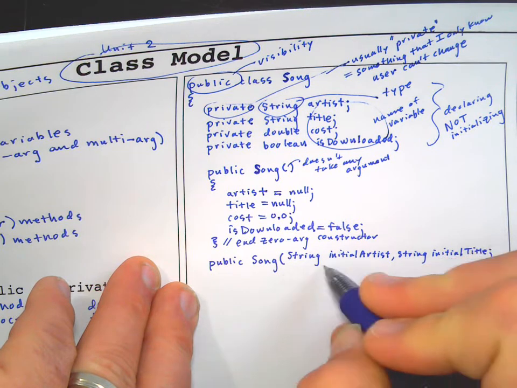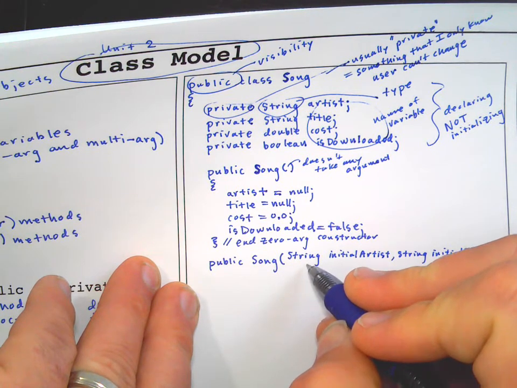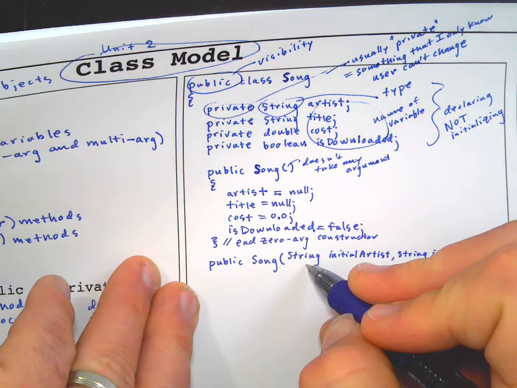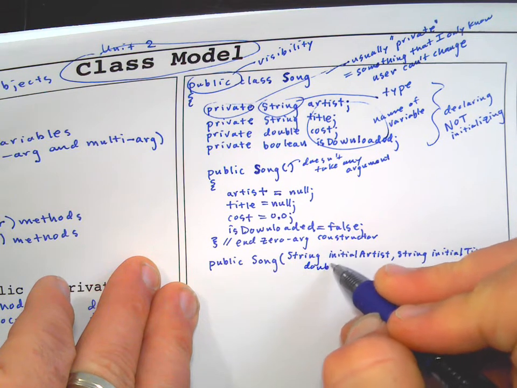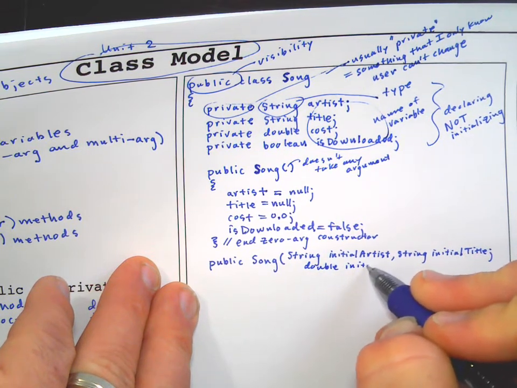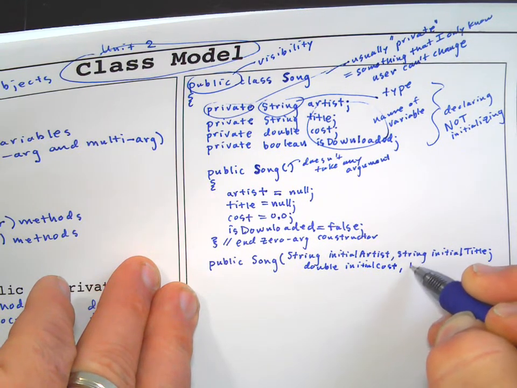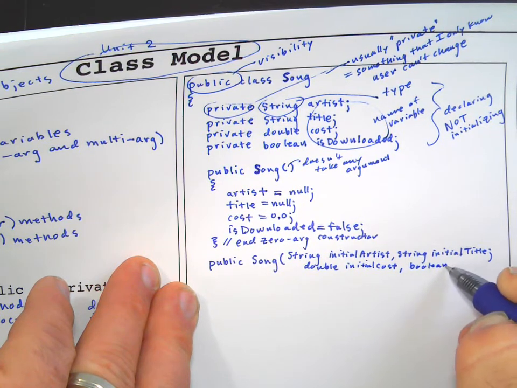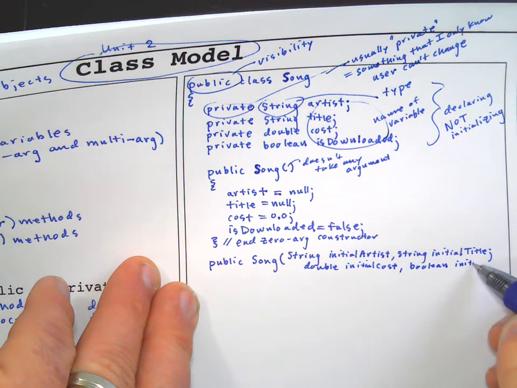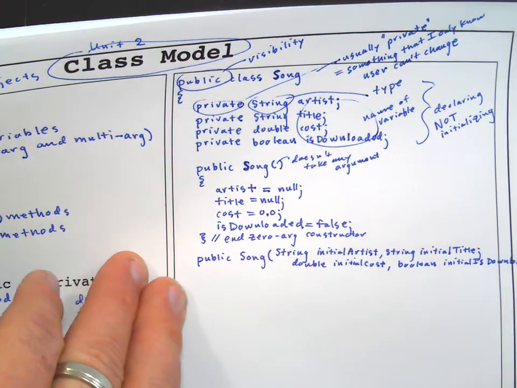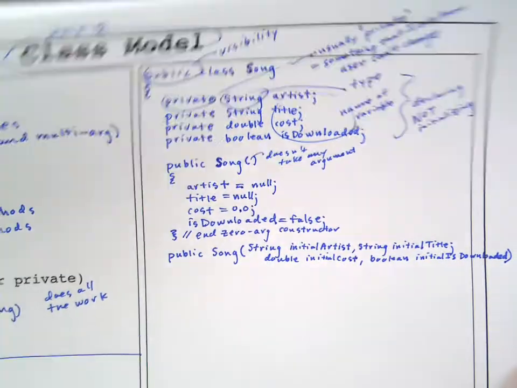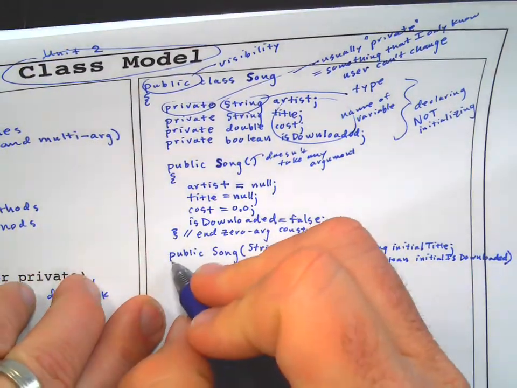and I'm just going to put it right here. We're going to say double initialCost, and then we're going to say boolean initialIsDownloaded. Now you might think these are long, but they're very clear descriptive names. And then you got to close the parentheses. No semicolon here. So then a curly brace.